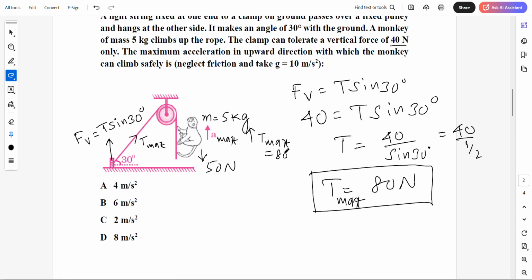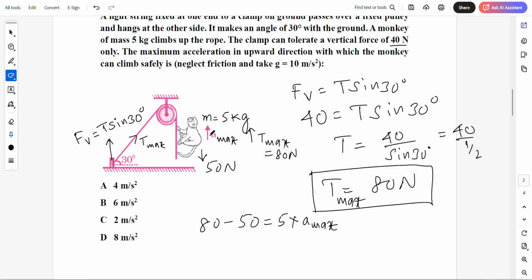Newton's laws of motion. चलाने वाला, in the direction of A max. चलाने वाला is 80, रोकने वाला is 50, is equal to mass into acceleration. How much is the mass? This thin monkey, not thick. How much? 5 kg. 5 into A max.